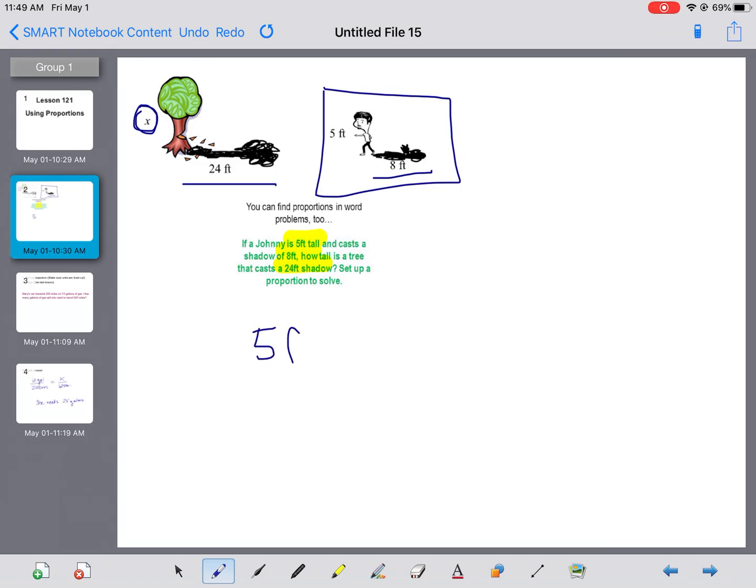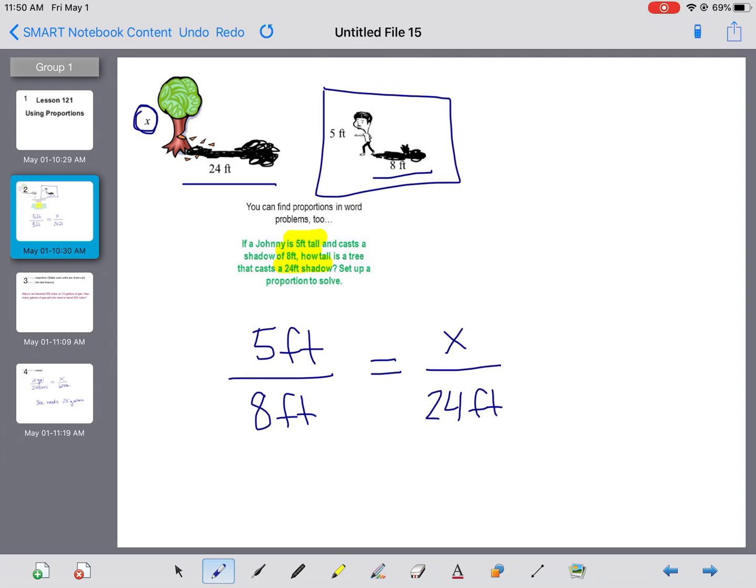So let's start with Johnny's ratio. Johnny is 5 feet tall, and he casts a shadow of 8 feet. The tree, we don't know how tall the tree is. X is our missing number. We don't know the height of the tree, but we do know that the shadow is 24 feet. So what I've done here is I've set up a proportion, just like the ones that you looked at in the last lesson, where you had 3 of the numbers filled in and you were missing 1 and had to find the missing number.